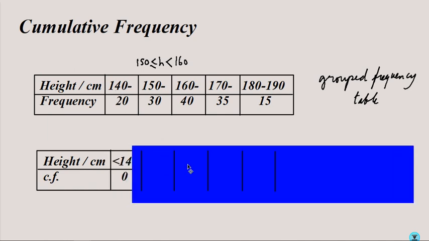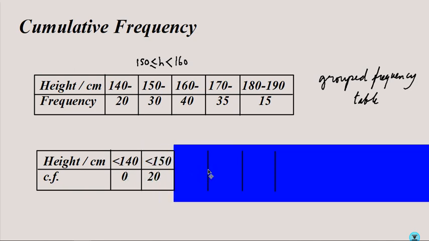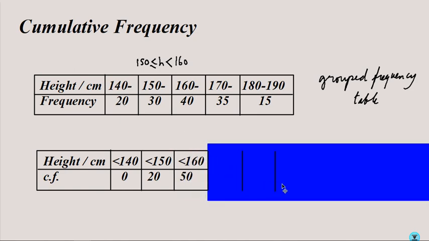So we know that there is no one whose height is less than 140. So our heading here is less than 140 and there is no one, so the frequency is 0. But if we consider the number of people whose height is less than 150, obviously there are 20 people, which are the people in this interval. However, considering the people whose height is less than 160, we have those and those. So that's 50. We add 20 plus 30, giving us the 50.